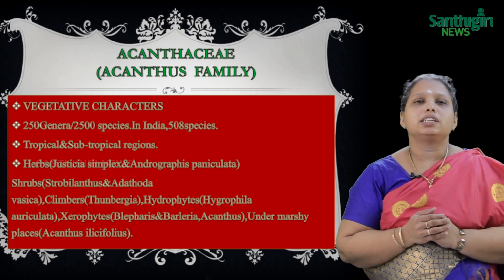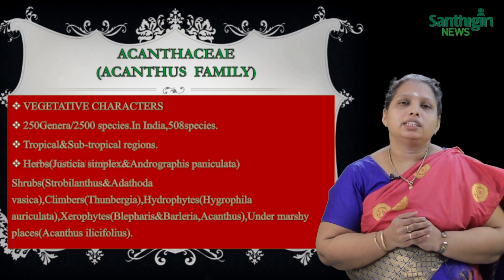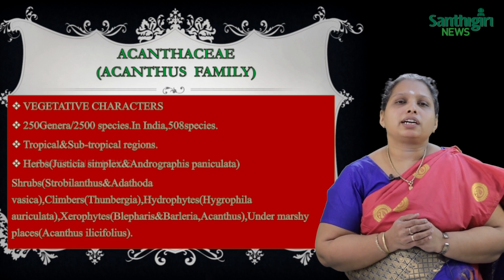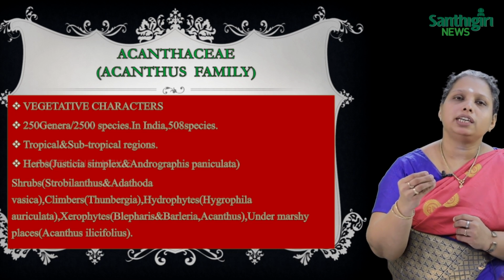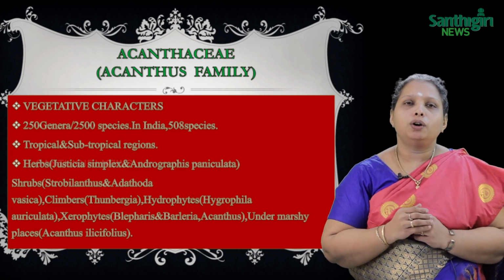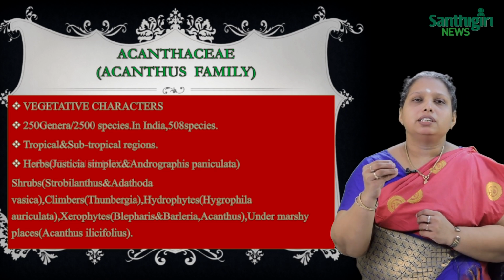Then next is habitat or occurrence. The habitat of Acanthaceae is tropical and subtropical, and in some cases especially in damp and marshy places. Only one marshy plant, Acanthus ilicifolius, is found in this family. This is found or grown in damp and shady places. Therefore, the common name of Acanthaceae is the Acanthus family.